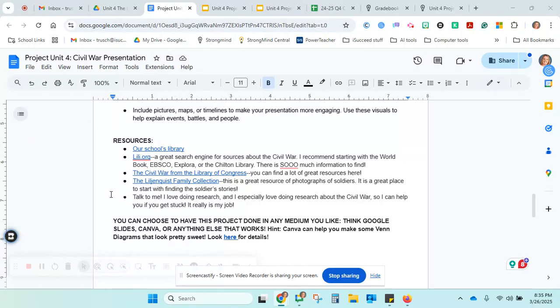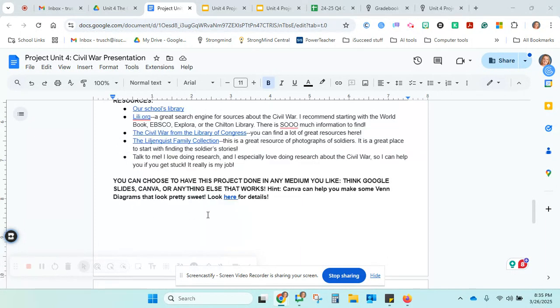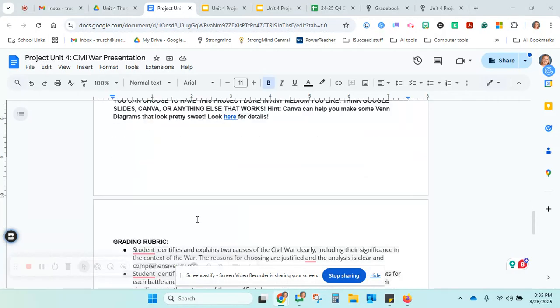Now, you can choose to have this project done in any medium you like: Google Slides, Canva, or anything else that works. Canva can help you make some diagrams that look pretty sweet.